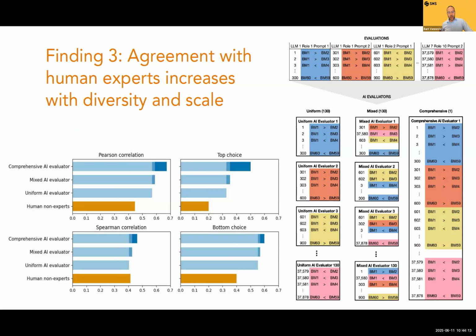And then we do two more steps. We say, okay, we don't just aggregate, but also we mix and scale. So rather than just one AI or one LLM, we look at multiple LLMs. And in the last comparison, we say, well, what happens if we combine all the evaluations? So many LLMs, many prompts, and so on and so forth. And basically what you see happening is the more you scale and more diversity you introduce, the more the choices of the generative AI evaluator align with those of the human expert.